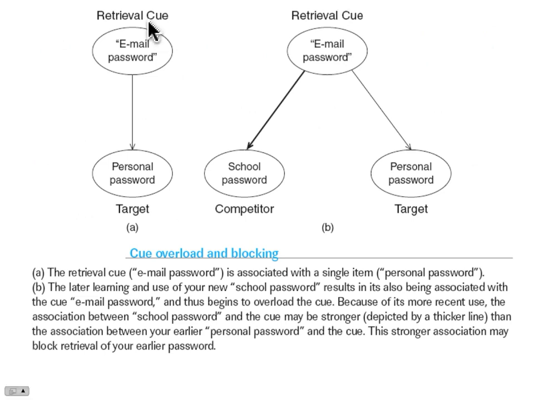So for example, the cue, email password, might be simple, but you might have either one target or you might have many, many, many targets. And the more targets you have, the harder it's going to be. And that's why you get this cue overload.